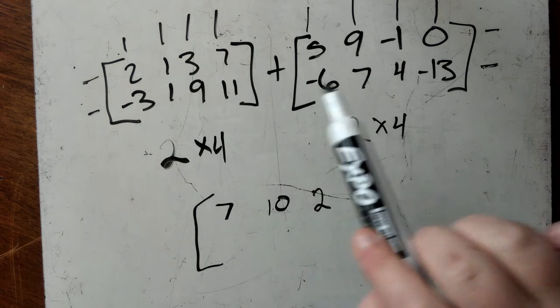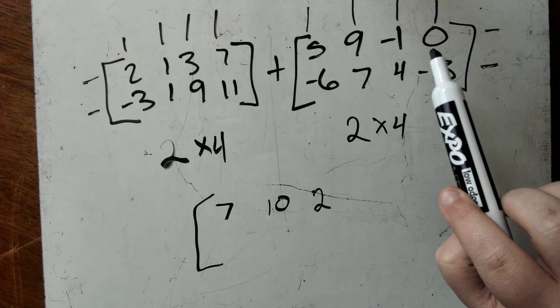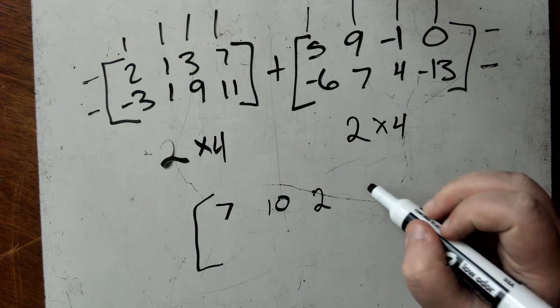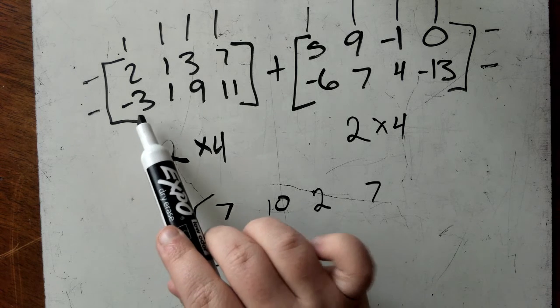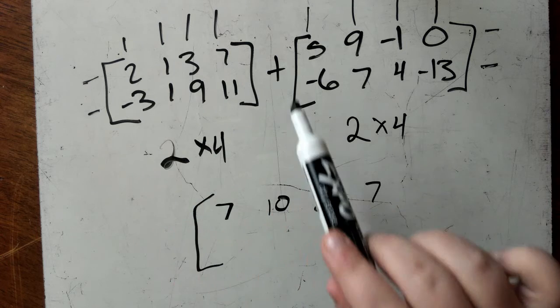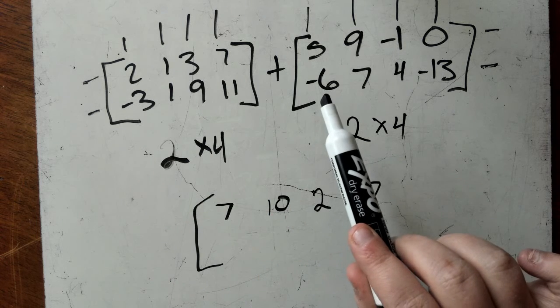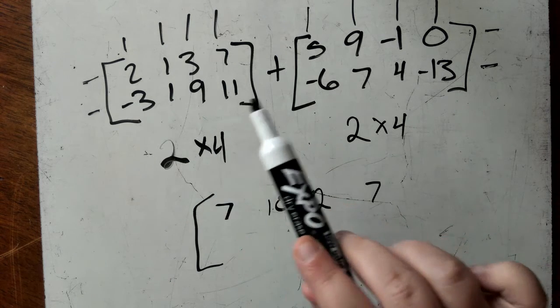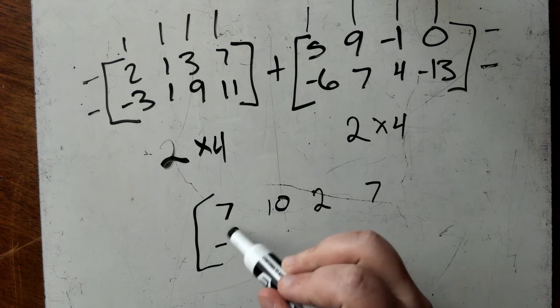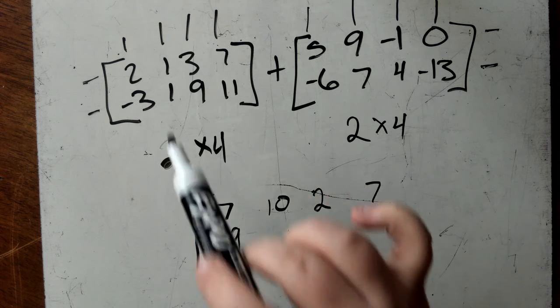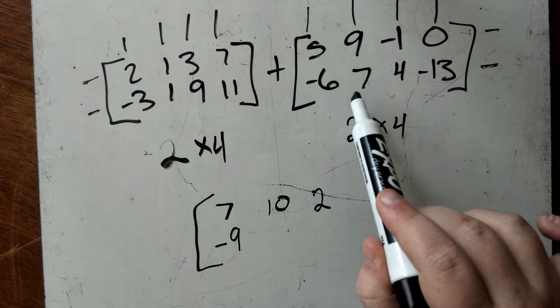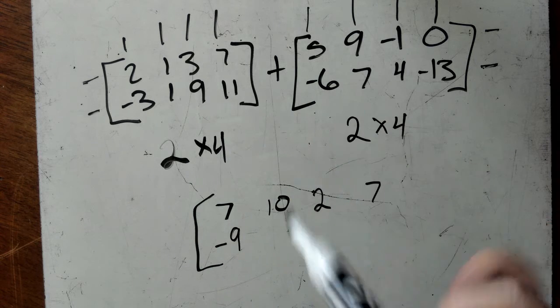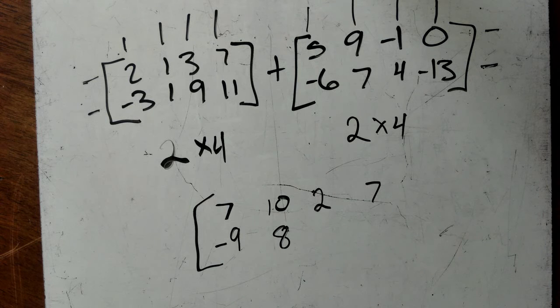So 7 plus the number over here in the same spot is 0, and 7 plus 0 would give us 7. So then when we go to do the bottom row, we're following those same steps. We're going to do negative 3 plus, over here, negative 6 is in the same spot. Negative 3 plus negative 6 would give us negative 9. Next, we have 1 plus the one in the same spot is 7. 1 plus 7 gives us 8.